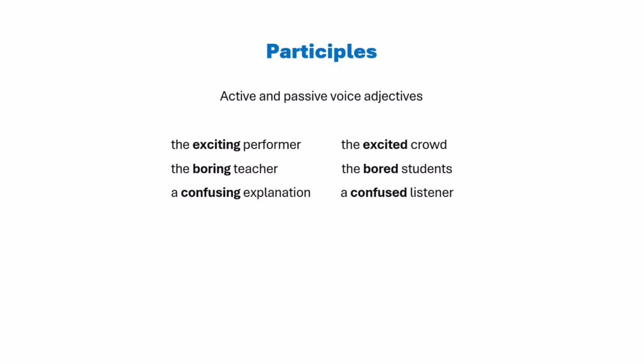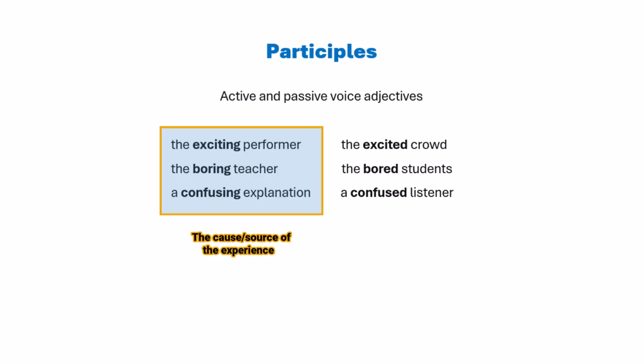All of these words precede a noun, which makes them adjectives, but they come in two forms. Why? What pattern do you notice? What do the active and passive forms have in common? The active voice participles, the ones with an ing ending, refer to the source of the experience. In these examples, the performer, the teacher, and the explanation are the source of the feeling or experience.